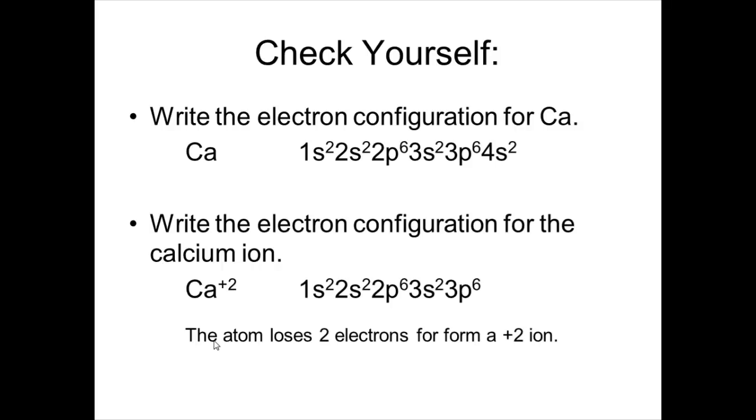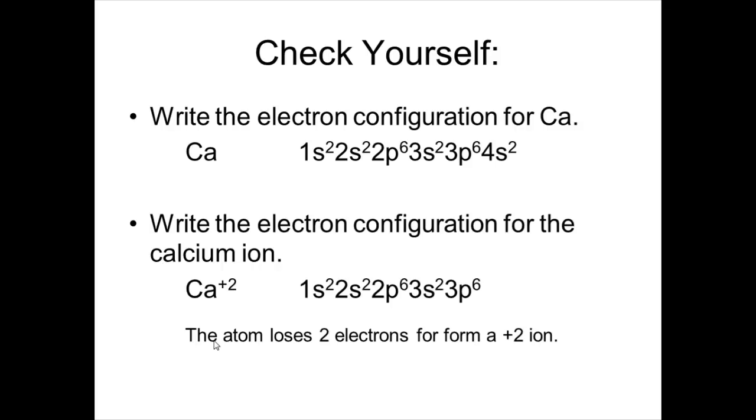Okay, here it is. Calcium's element number 20. So my exponents in the configuration add up to 20. The configuration should read like this: 1s2, 2s2, 2p6, 3s2, 3p6, and 4s2. Calcium is in the fourth period, the S block, the second column.